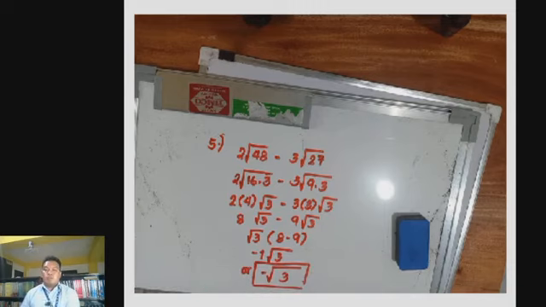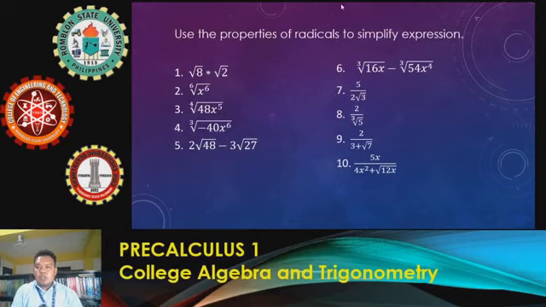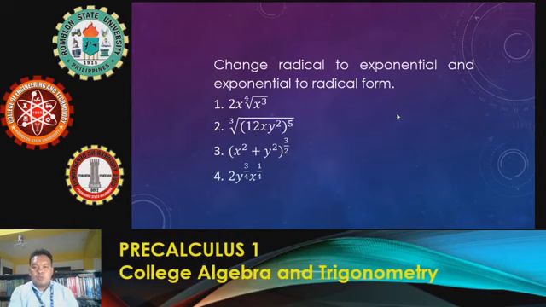So, yan po yung sagot for number 5. Okay, yung mga sumusunod po, yung 6, 7, 8, 9, 10, kaya na po ninyong sumagot. Then, yung another, kita ko na lang po sa inyo, yung 6, 7, 8, 9, 10. Kaya na po ang sumagot niyan. Then, yung susunod, yung change radical to exponential and exponential to radical form, kaya na lang din po, example number 1 lang tayo. Then, yung mga susunod po ay kaya na po ang sumagot.